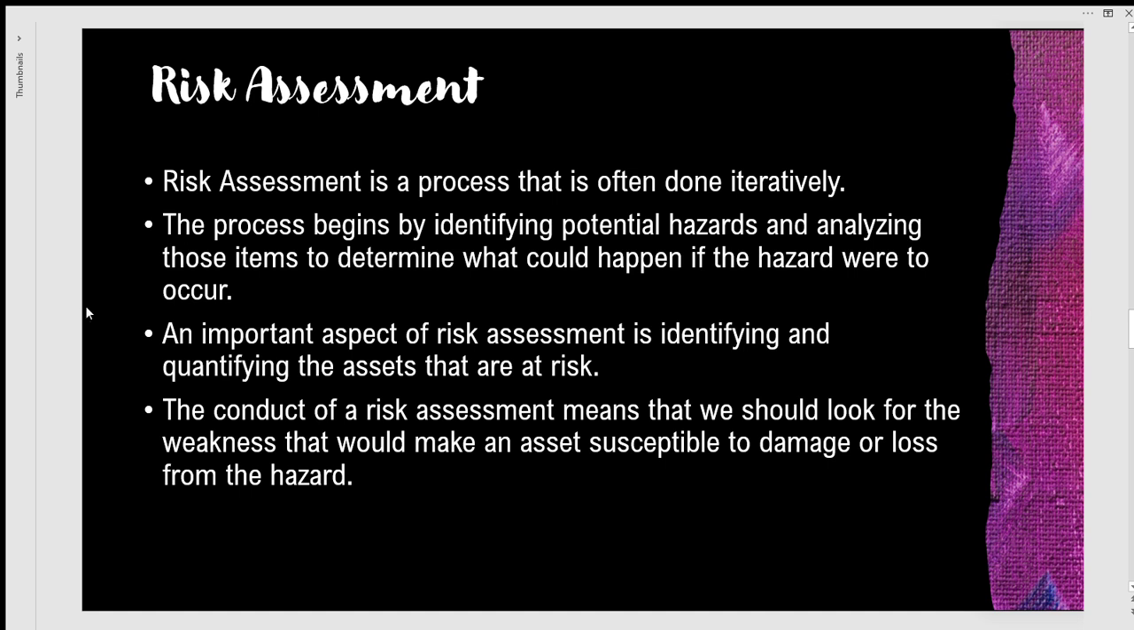So, next, an important aspect of risk assessment is identifying and quantifying the assets that are at risk. So, sinasabi dyan na yung importanteng aspect ng risk assessment is to identify, meaning makilala natin or malaman natin, and quantify, mabilang natin yung assets natin na at risk.